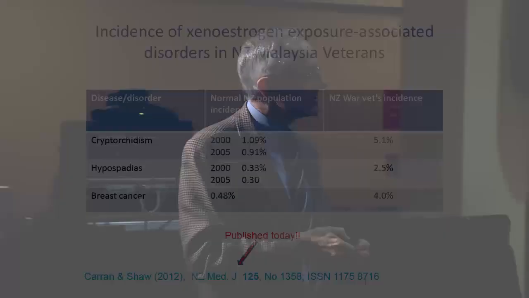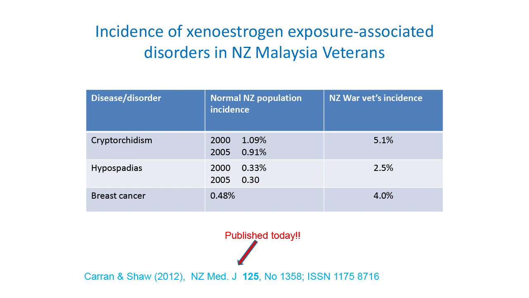Cryptorchidism in the normal New Zealand population, and I've put just 2 years worth on here, in our paper a lot more. In 2000, the incidence was about 1.09% of the population. 2005, it was about 0.91. So it's around about the same. In our war veterans' children, it was 5.2%. Which is quite interesting, isn't it?